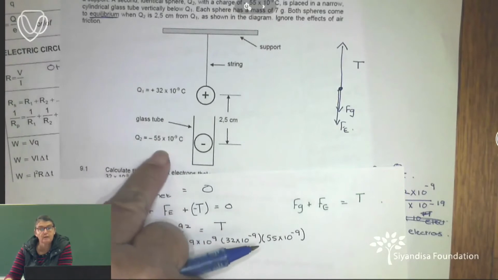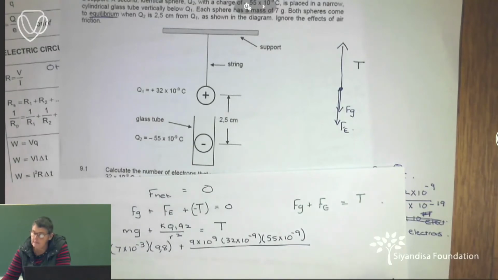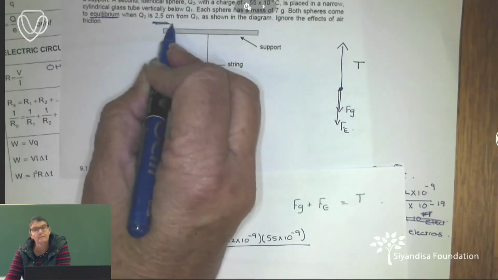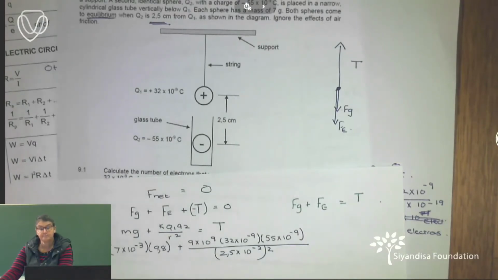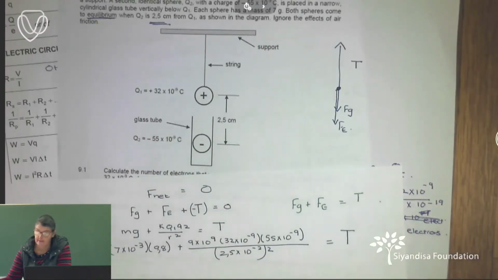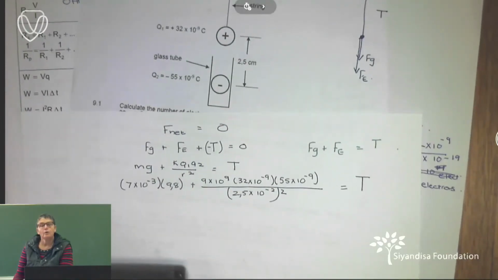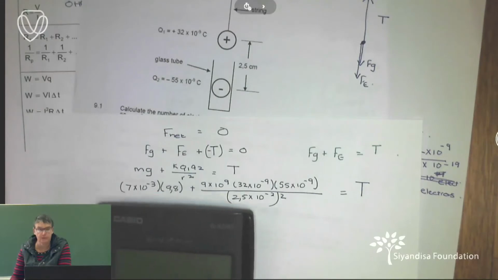And remember, you're not going to put your negatives here. We already know that it's an attractive force. Over, and they gave us a distance of 2,5 centimeters. Now, we can't work in centimeters, so we've got to do the conversion as well, which is 2,5 times 10 to the negative 2, and don't forget to square that, which is going to be equal to my tension. Now we're going to do the maths again, and we're not going to panic about all the maths. Remember, matric, you can do this separately. If you're struggling too much with it, you can do it separately.